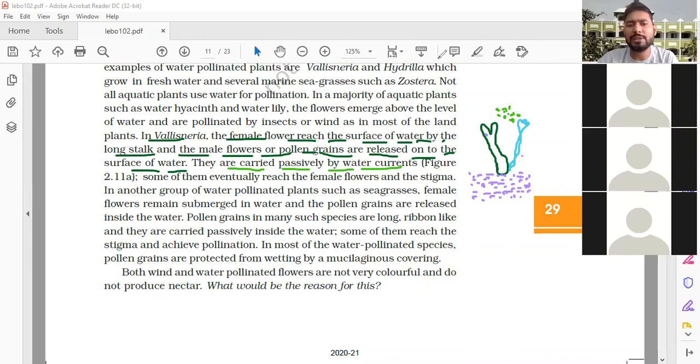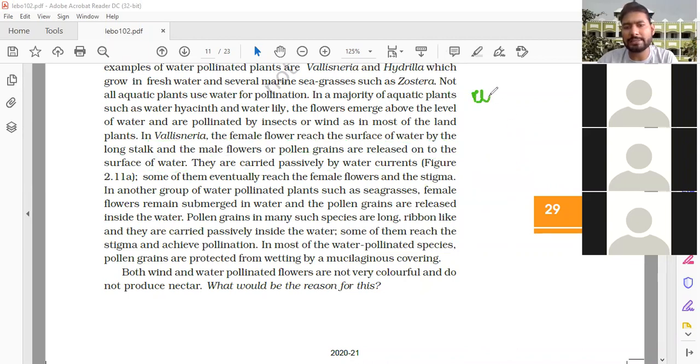What does passively with water currents mean? That you can say plankton, planktons. Just you have to know very important things: plankton, nekton, benthic, pelagic.